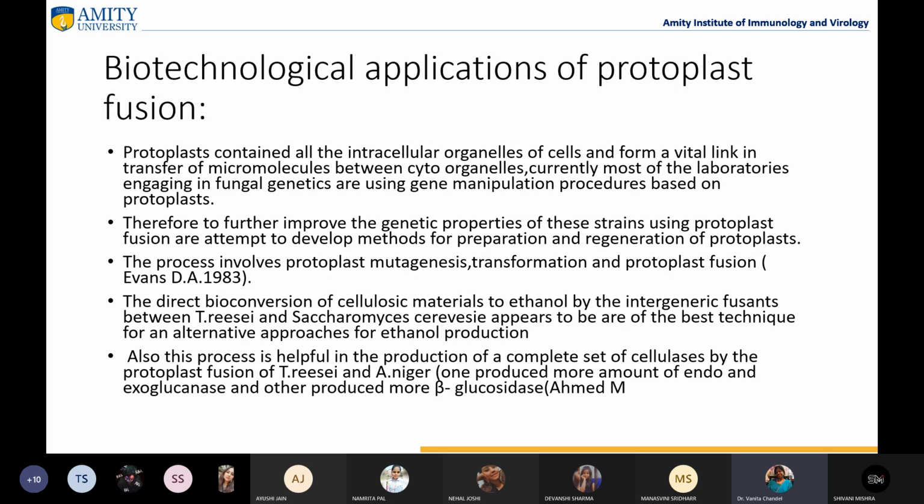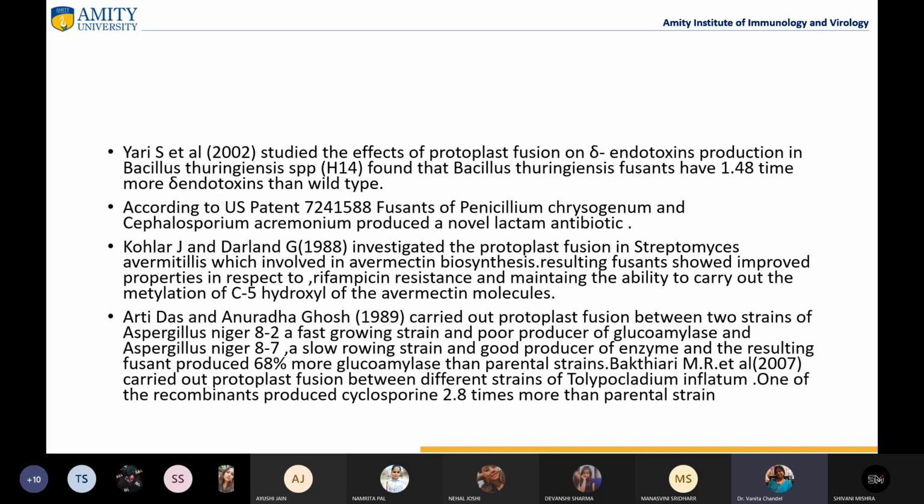Also, this is helpful in production of a complete set of cellulases by the protoplast fusion of Aspergillus niger. One produces more amount of endo and exoglucanase and the other produces more beta-glucosidases. So some other kinds of processes also commonly use this technique. Then these are some of the work done by the people. For example, Gary et al. in 2002 studied the effect of protoplast fusion on endotoxins produced in Bacillus thuringiensis species and found that Bacillus thuringiensis fusions have 1.48 times more endotoxins than the wild type.